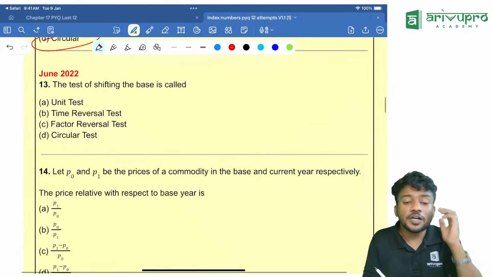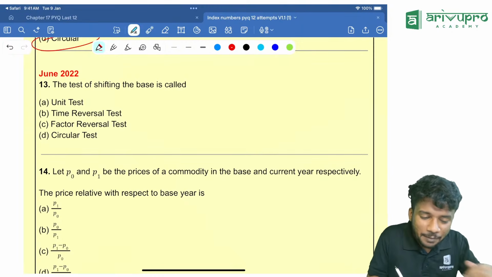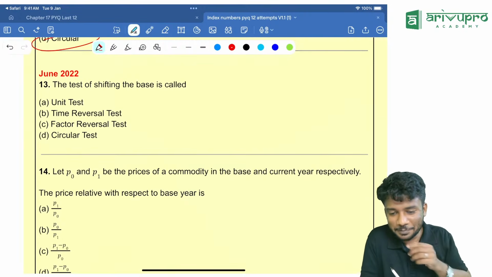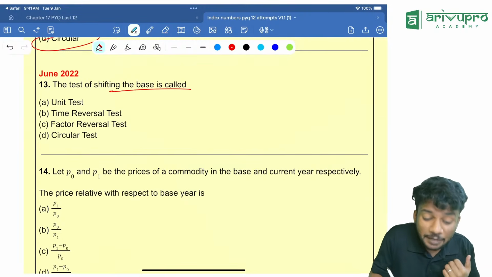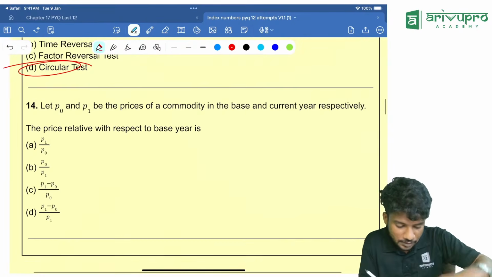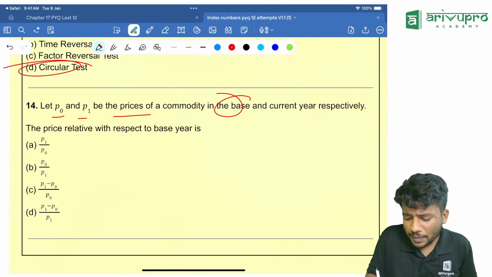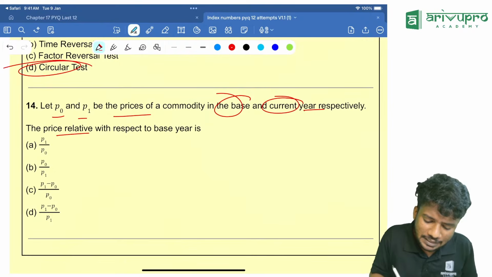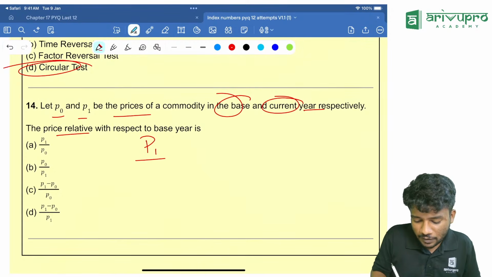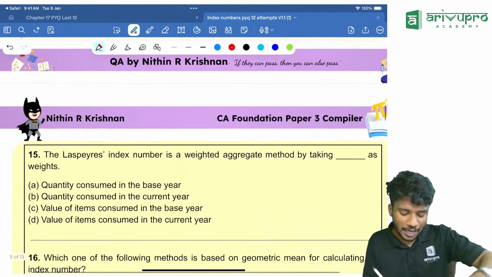Now we are going to the June 2022 question paper, and the test of shifting the base is called as what, people? Yes, right answer, everyone. The test of shifting the base is called as what? The base is shifted in which test? The circular test. Then, let P0 and P1 be the prices of the commodity in base and current year respectively, the price relative, we know the price relative is what? Price of the current year divided by price of the base year. That means option A is your answer.